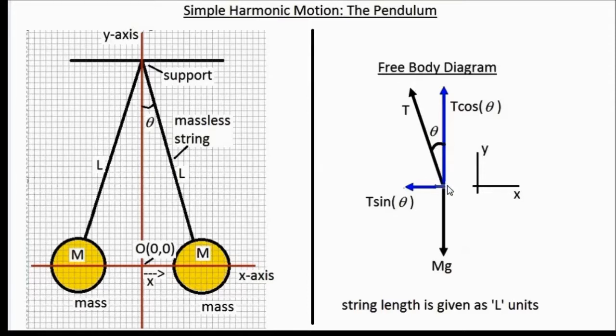So on the body, the T is acting upward towards the support, as shown. We resolve T into horizontal and vertical components, which are respectively T sine theta and T cos theta as shown. These are our coordinate axes, the right-handed coordinate system, and the mean position of this oscillation is taken as the origin. The string length is given as L units.